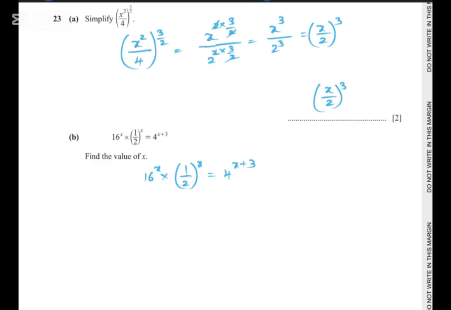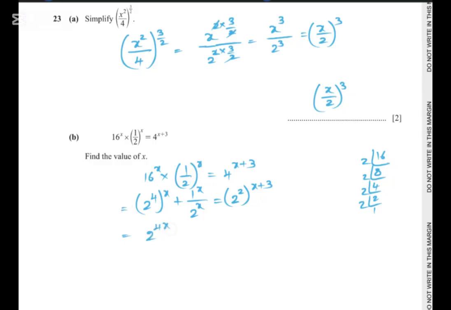Okay, 16 can be written with base 2: 2 8s are 16, 2 4s are 8, 2 2s are 4, 2 1s are 2. So 16 is 2 raised to 4, whole raised to x, times 1 raised to x by 2 raised to x, is equal to 4 written as 2 square, whole raised to x plus 3. Now again simplifying this, we get 2 raised to 4x here, plus 1 raised to x is 1 itself, 2 raised to x in the denominator, and here this is 2 raised to 2 into x plus 3.